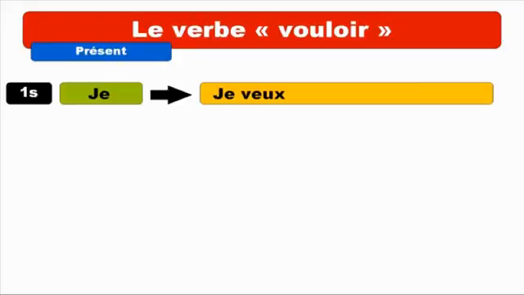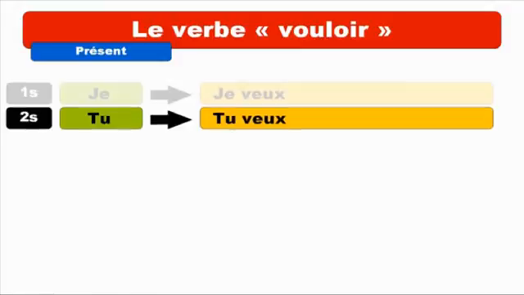Let's start with the first person from the singular, and it's je. Okay, and the form we get is je veux. Repeat. Je veux. Okay, so you can see that the final X is not pronounced. Okay, it's je veux. Je veux. Alright? Second person, it's tu veux, and you can notice that it's actually the same form, so same pronunciation, it's tu veux. Repeat. Tu veux.